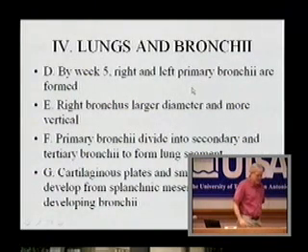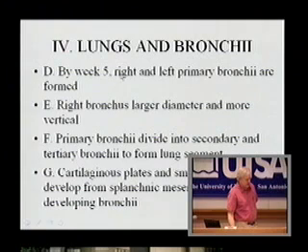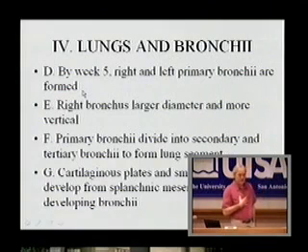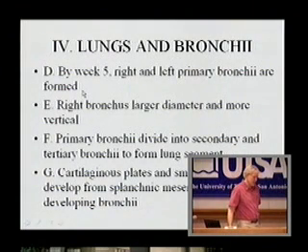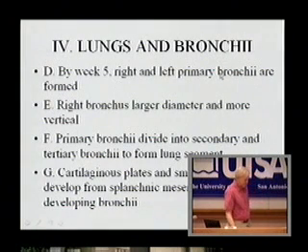Then to summarize a bit and catch up on things, by week 5 the right and left primary bronchi are formed. So we obviously had progressed all the way from embryonic to fetal stages, especially the stage where we saw the full pulmonary system in that reconstructed MRI image. So in 2 weeks after we just have 3 cell layers, we have the primary bronchi formed. The right bronchus is going to be larger and more vertical. They divide into the secondary and tertiary bronchi to form the lung segments that we'll discuss in just a moment.